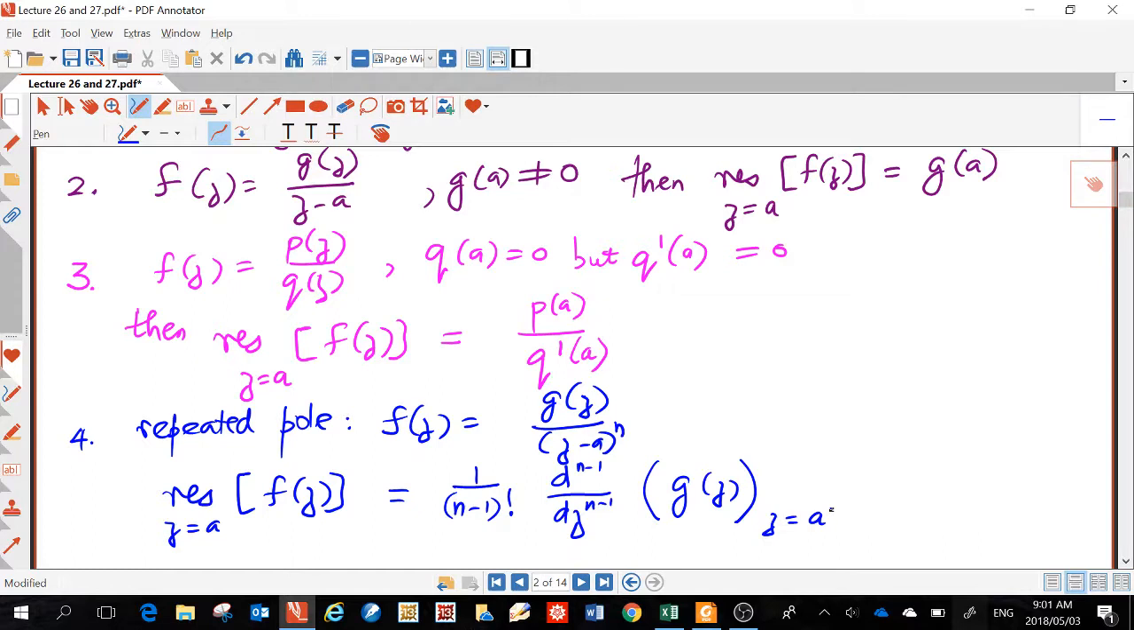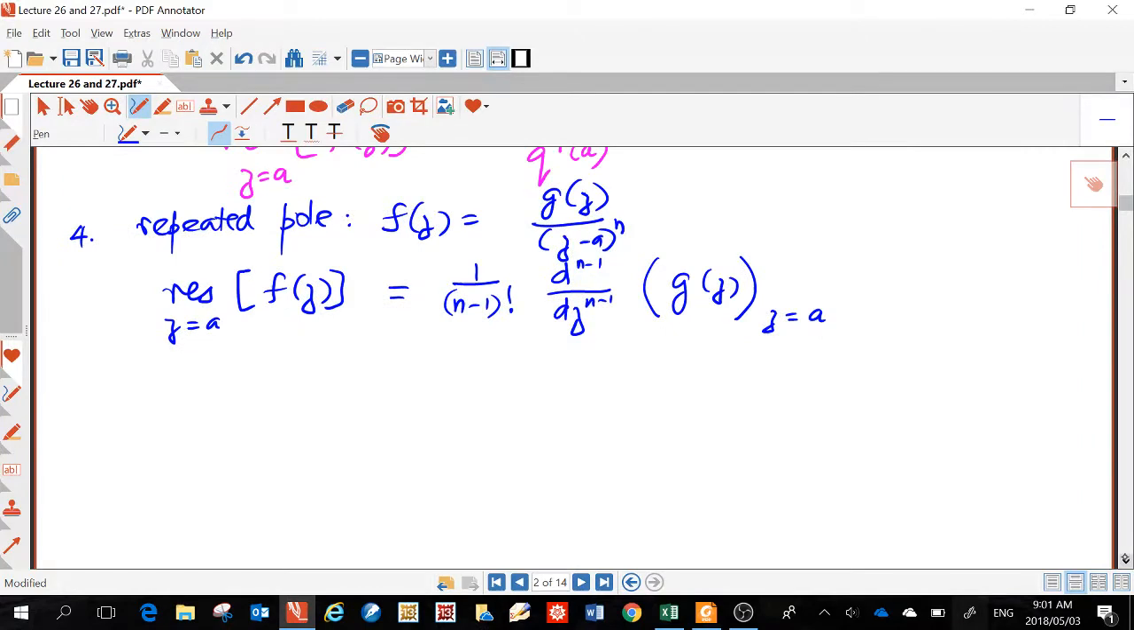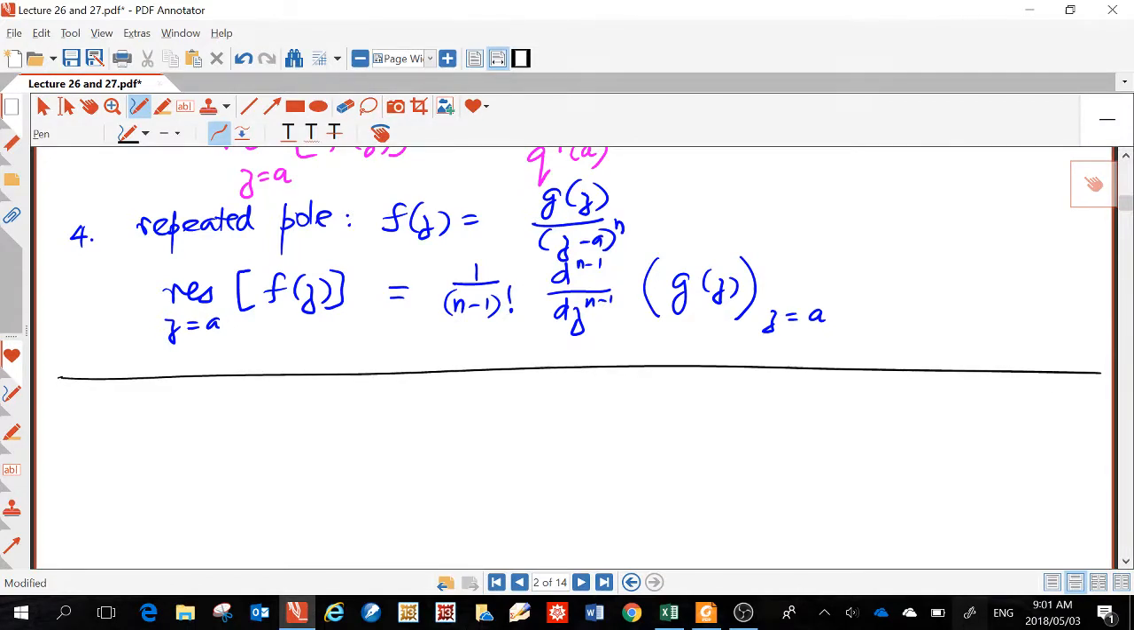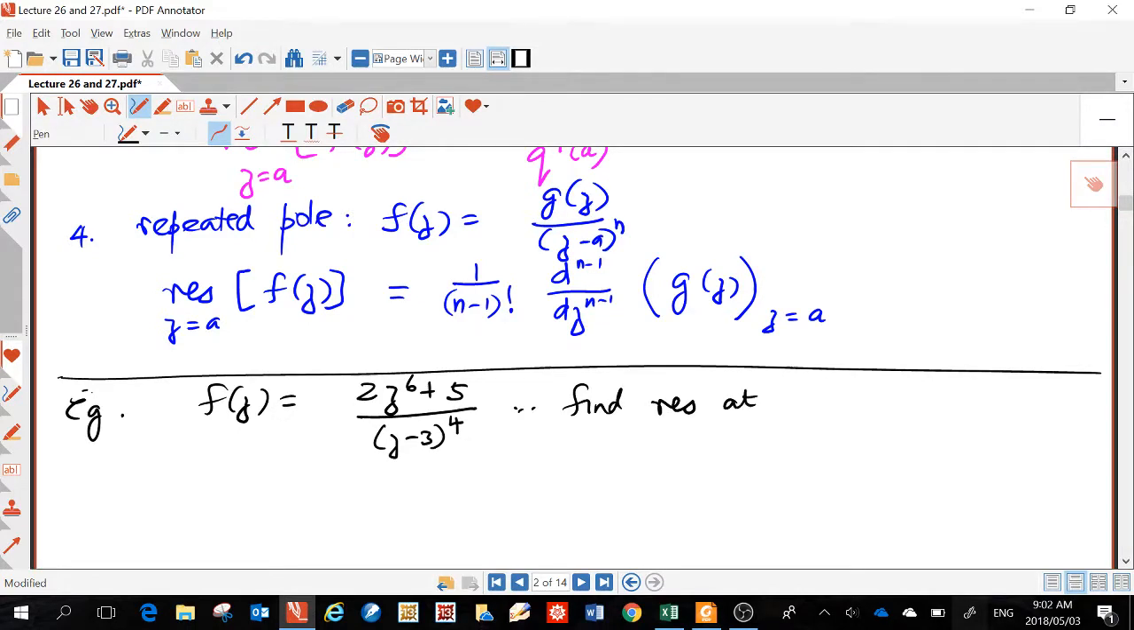So let's take an example or two. So here's a simple example, just to practice this residue theorem. Let's take an example where you've got f(z) equals (2z^6 + 5) over (z - 3)^4. Find the residue at z equals 3.